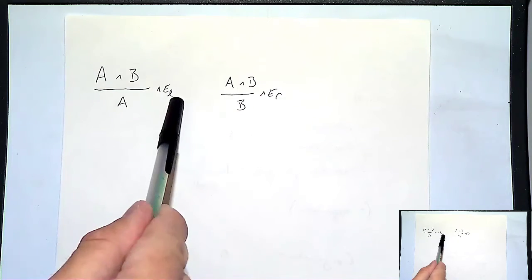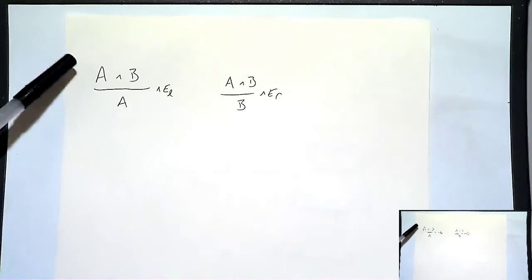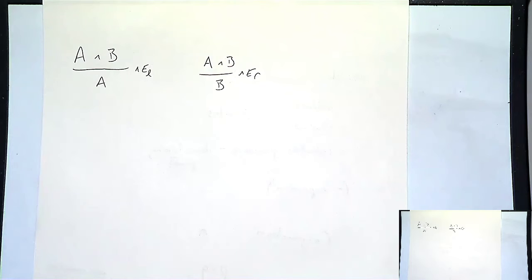And conjunction elimination on the left says, okay, if I have a proof of a conjunction, then I can just extend that proof using conjunction elimination on the left, and I get a proof of the left conjunct of that conjunction. And similarly, conjunction elimination on the right says if I have a proof of a conjunction, then I can extend that proof with a step of conjunction elimination on the right and get a proof of the right conjunct.